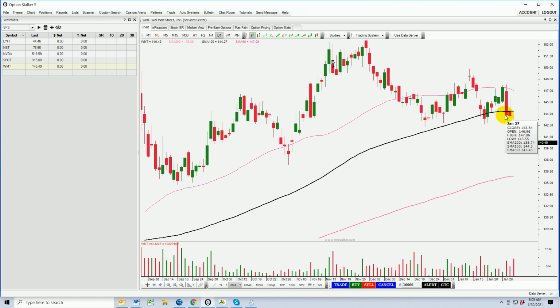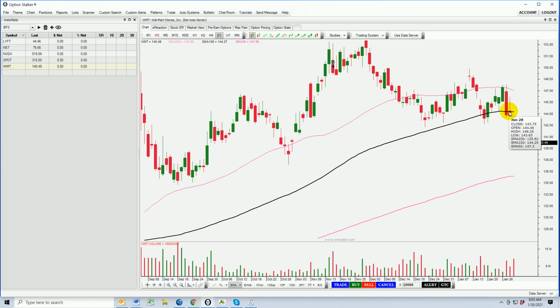Now, we didn't sell our bullish put spread at the 100-day moving average. I like to give myself a little bit more cushion when I can on these bullish put spreads. One, two, three, four touch points down here at the 143 level. That's why I selected it.